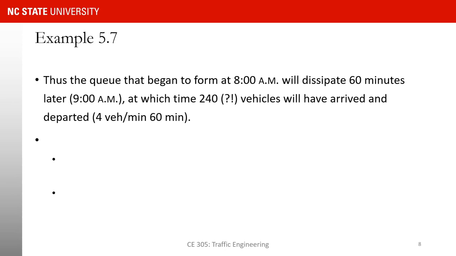So if you think about it, q started to form at 8. It dissipates at 9. And at that time, a total of 200 vehicles have arrived and departed. Where does 240 come from? You either put t equal to 60 in the arrival or in the departure. Both of them are going to give you 240 seconds.